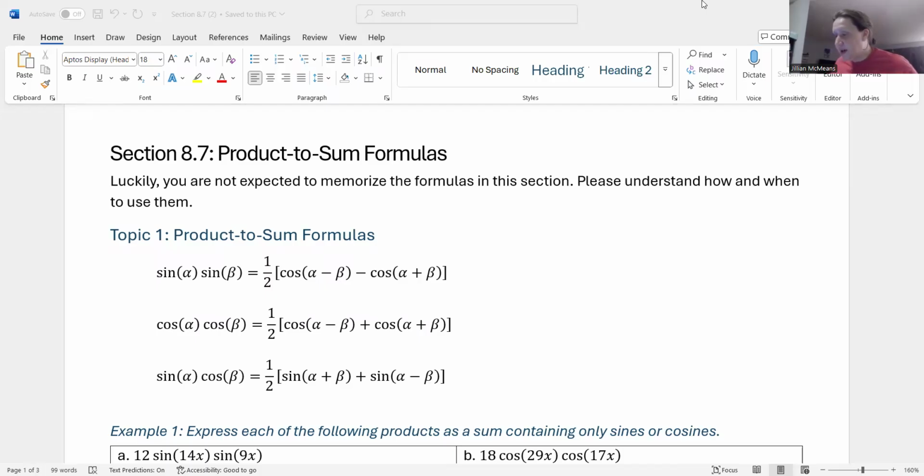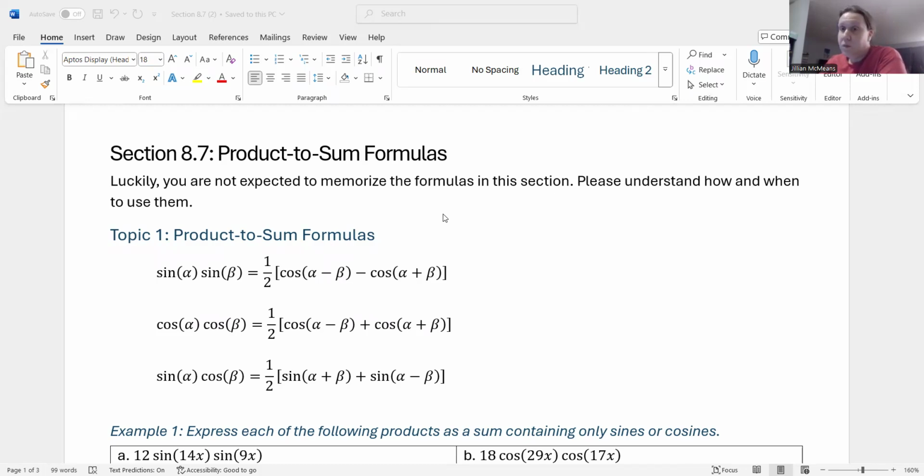For section 8.7, we're going to look at the product to sum and then sum to product formulas. Luckily, I have it on semi-good authority that you don't have to memorize these. You just have to know when and how to use them. Okay, so that's going to be a huge relief because they're very similar to each other, so it sometimes is a little hard to keep them straight.